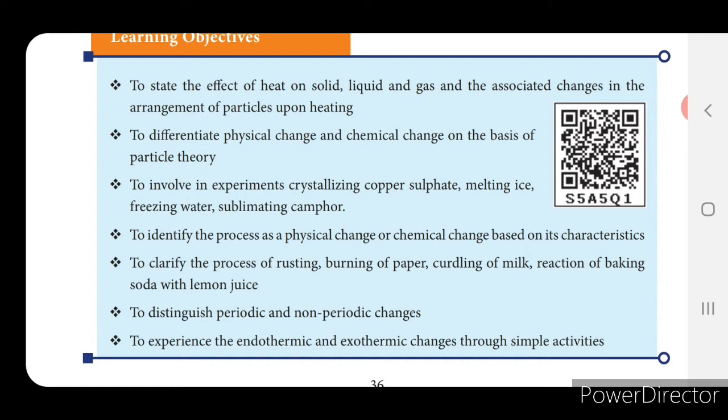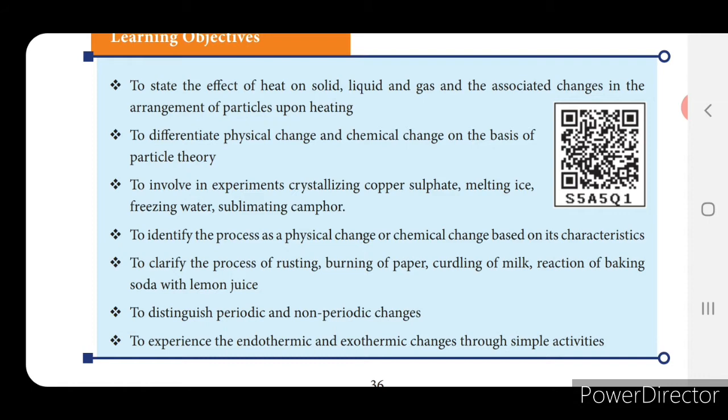upon heating; to differentiate physical change and chemical change on the basis of particle theory; to involve the experiments crystallizing copper sulfate, melting of ice, freezing water, sublimating camphor; to identify the process as a physical change or chemical change based on its characteristics; to clarify the process of rusting, burning of paper, curdling of milk, reaction of baking soda with lemon juice; to distinguish periodic and non-periodic changes; and to experience the endothermic and exothermic changes through simple activities.